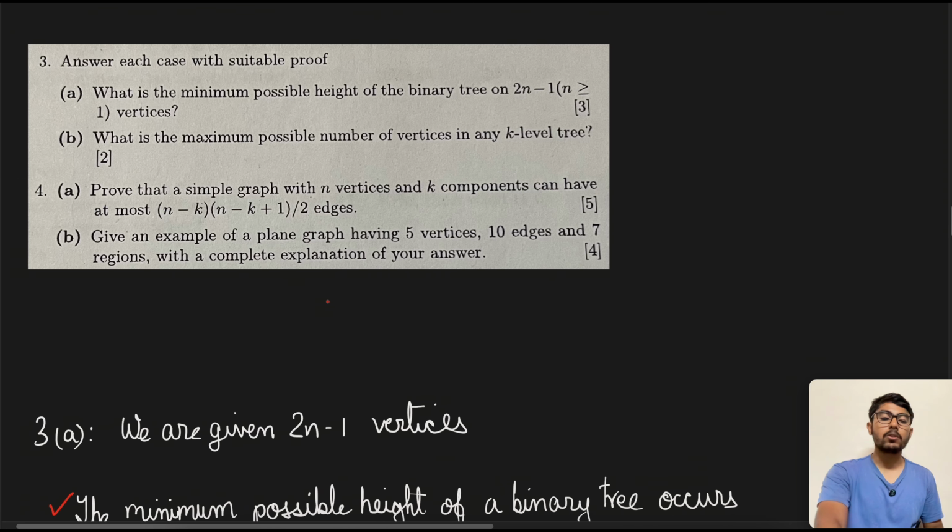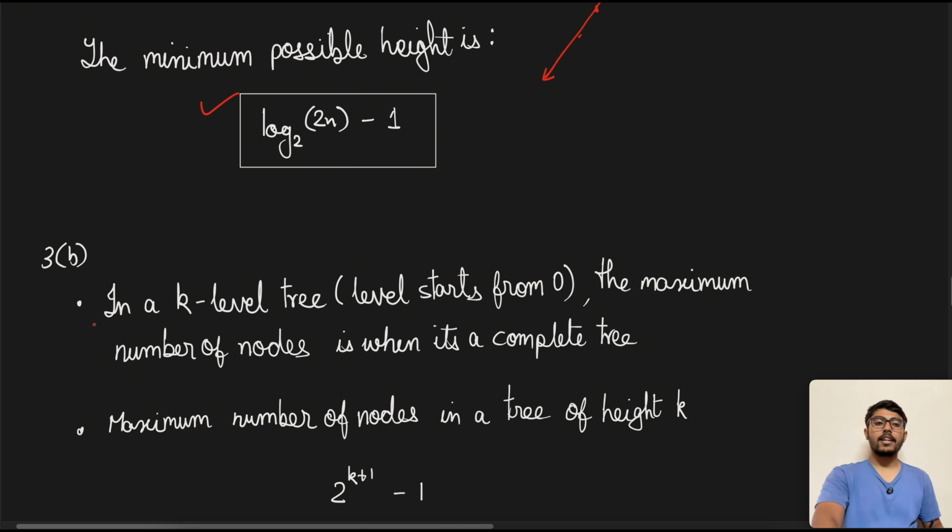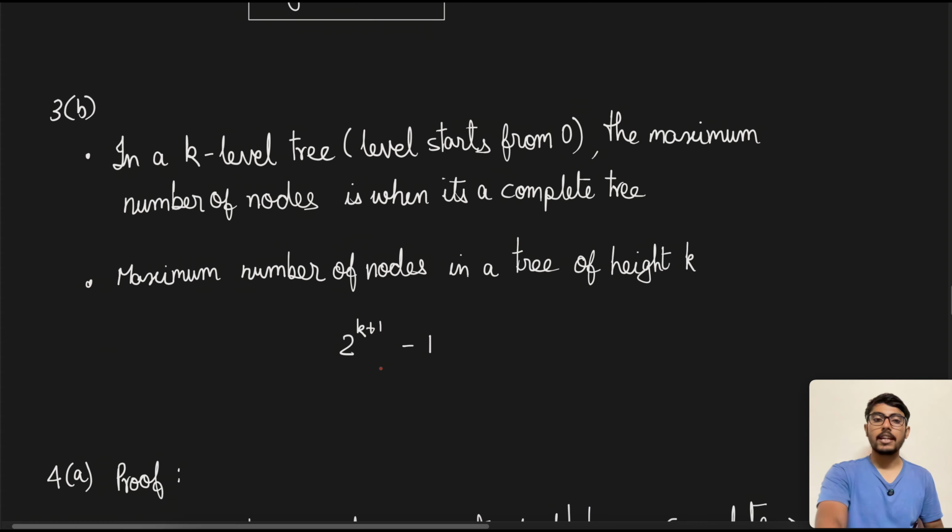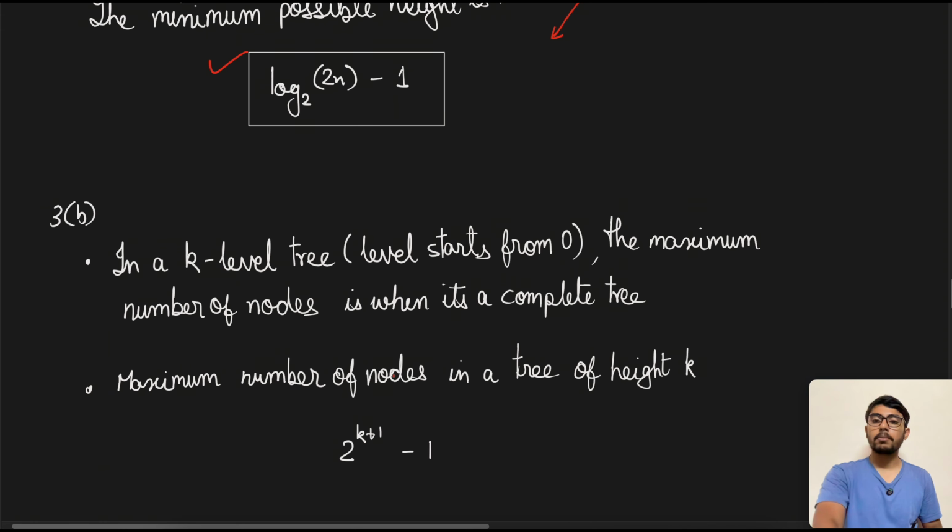Alright, then we will come to the next question, which is: what is the maximum possible number of vertices in any k level tree? For that, in a k level tree where the level obviously starts from 0, the maximum number of nodes is when it is a complete tree, right? Just as we saw, the maximum number of nodes in a tree of height k, or we can take h as well, is 2 raised to power k plus 1 minus 1, right? So that's the answer to it, and this is something quite theoretical, so that's the formula we need to remember.